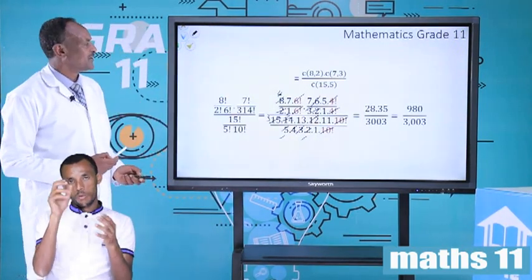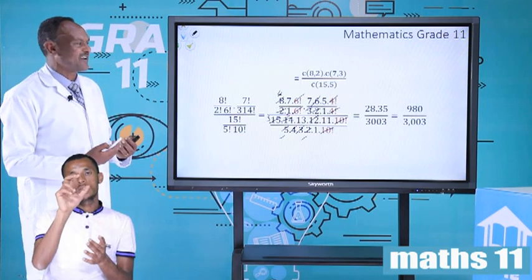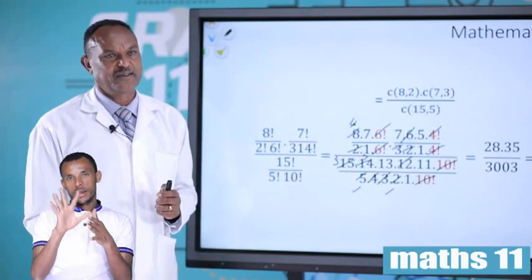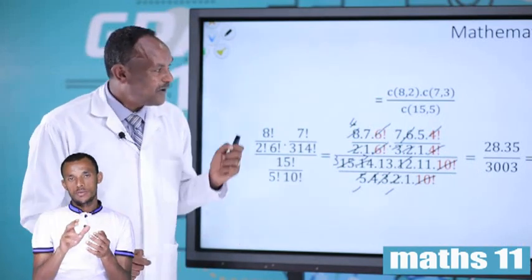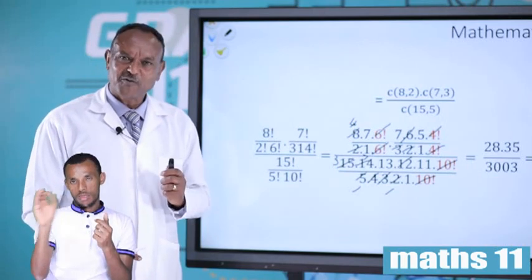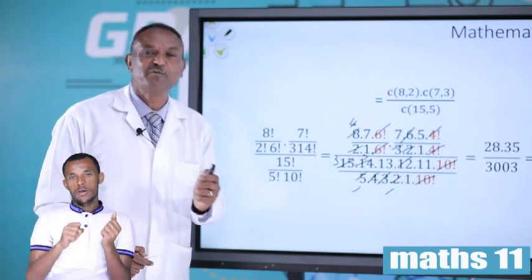3003. So you can select a committee with 5 members with no restriction in 3003 different ways. But out of this, only 980 of the committees that you have formed contain 2 men as a member.